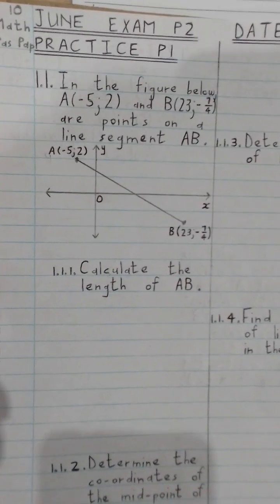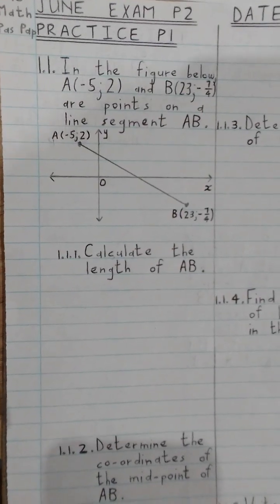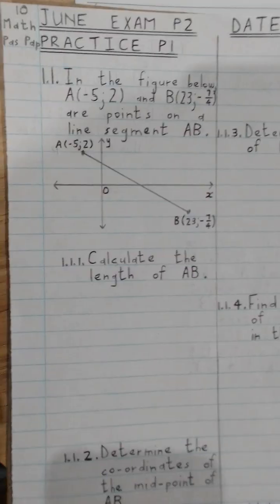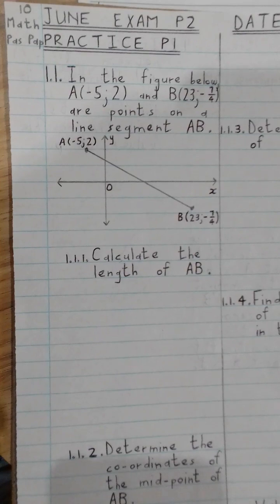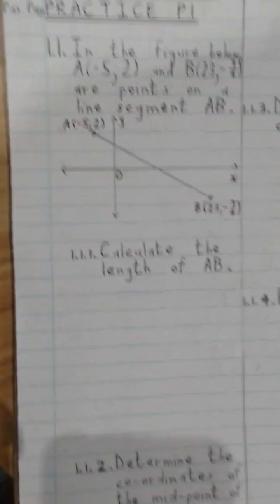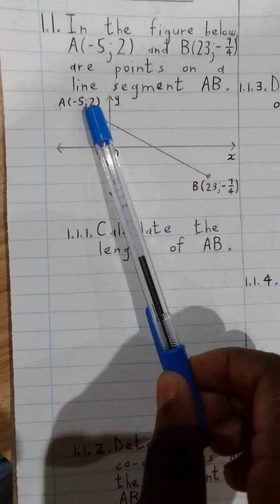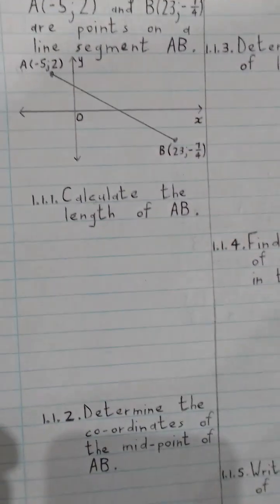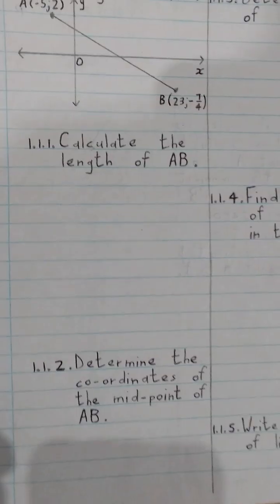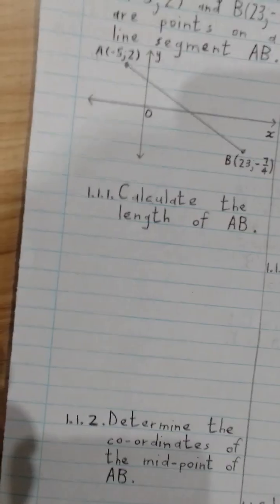1.1 states, in the figure below, A (x coordinate -5, y coordinate 2) and B (x coordinate 23, y coordinate -7/4) are points on a line segment AB. There's the figure. Here's A, x of A is -5, y of A is 2. Here's B, x of B is 23, y of B is -7/4. 1.1.1 states, calculate the length of AB. Remember, if it says length, we use the distance formula.